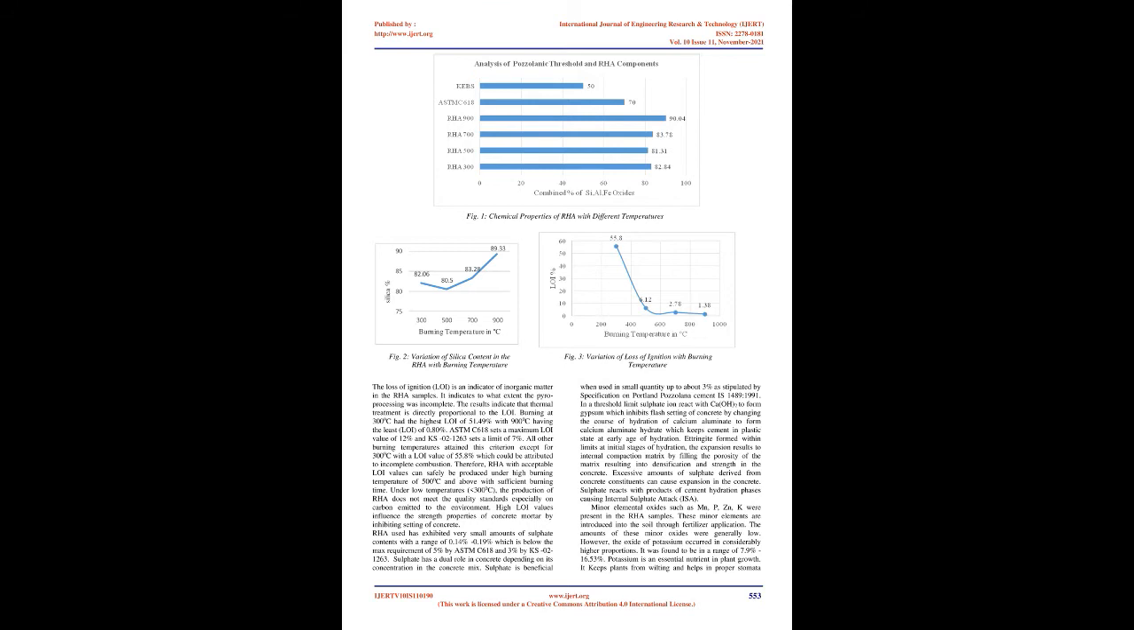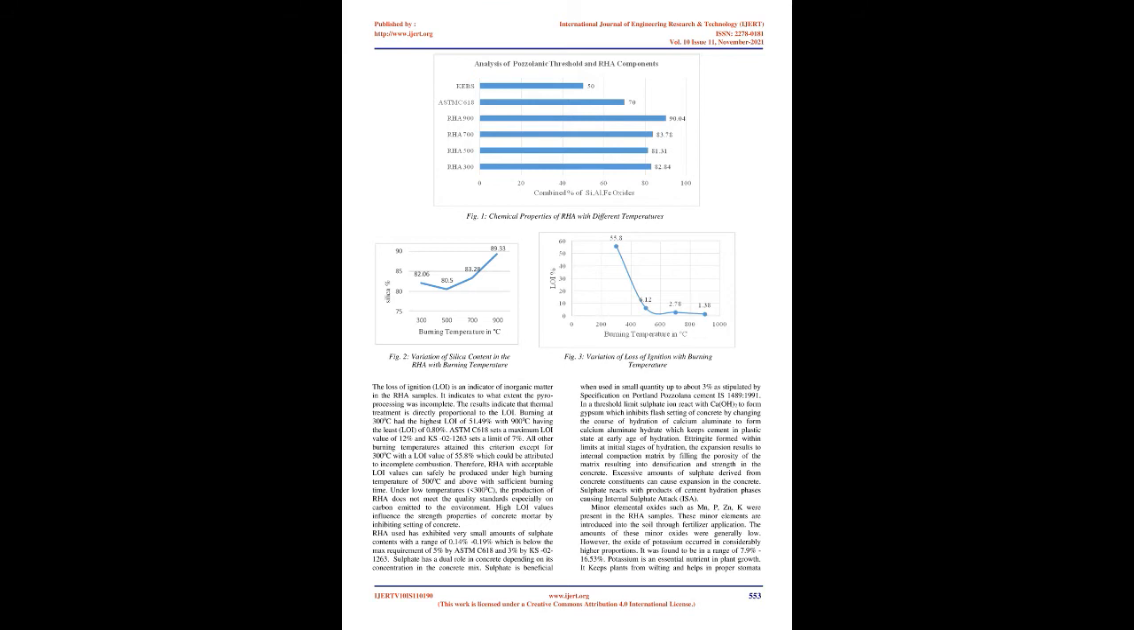The loss on ignition, LOI, is an indicator of inorganic matter in the RHA samples. It indicates to what extent the pyroprocessing was incomplete. The results indicate that thermal treatment is inversely proportional to the LOI. Burning at 300°C had the highest LOI of 51.49% with 900°C having the least LOI of 0.80%. ASTM C618 sets a maximum LOI value of 12% and KS-02-1263 sets a limit of 7%.